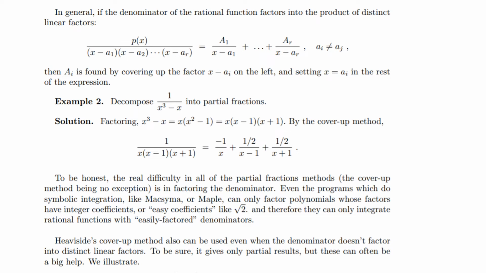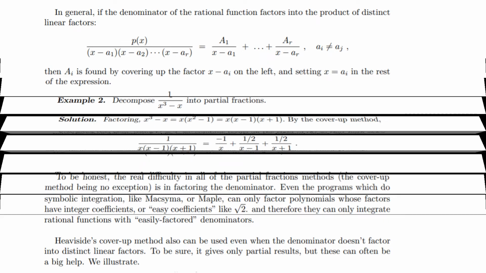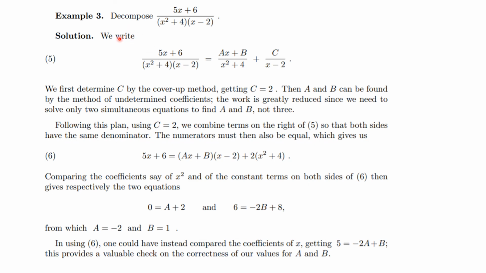So, let's look at this. Suppose you want to decompose (5x + 6)/((x² + 4)(x − 2)). Now you see the only distinct linear factor here is this x − 2. And we know from the theory of partial fractions that we talked about in the lectures that this then is going to be (Ax + B)/(x² + 4) + C/(x − 2).